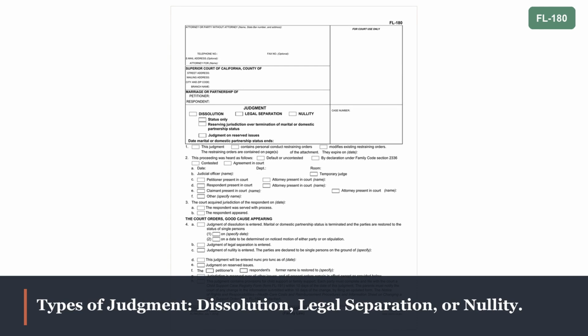Types of judgment: dissolution, legal separation, or nullity. FL-180 covers the same three outcomes available on the original petition: dissolution, ending the marriage or domestic partnership entirely; legal separation, resolving property, support, and custody without ending the marital status; nullity, a court finding that the marriage or partnership was never legally valid. The type of judgment entered on FL-180 has to match what was actually requested and litigated in the case. A judge will not sign a dissolution judgment if the petition only asked for legal separation, for example, so this section simply confirms the outcome the case has already been built around.